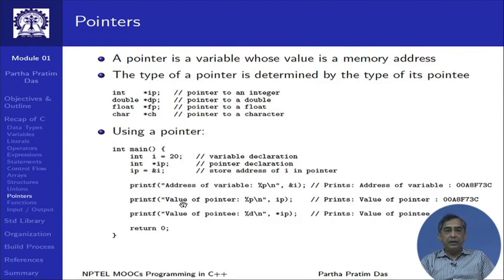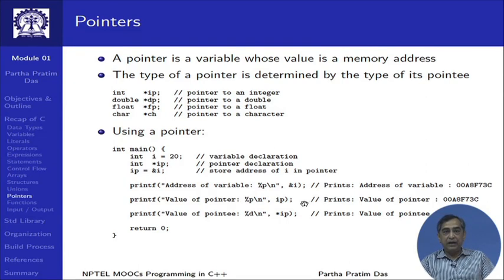Now, to use a pointer, you will be familiar with this: I can have a variable i which is initialized to 20, and I have a pointer ip which I would use to point to i, which is int star ip. There is a special operator, ampersand, as you know, which I can use with any variable to get the address of the memory location where this variable will be stored. So, I can take that address and store it in the pointer variable ip.